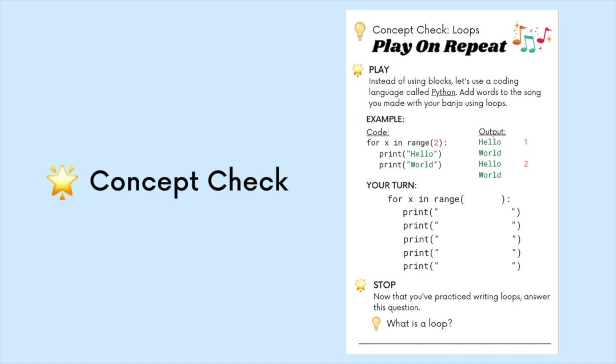In this concept check, you'll be acting as a songwriter. Instead of using code blocks, let's use a language called Python, which is a popular coding language. So basically what you're going to do is you're going to add words to the song that you had made with your instrument using the loops. Make sure to follow the example on the page to write out your loop. If you run out of space, you can always use the back.